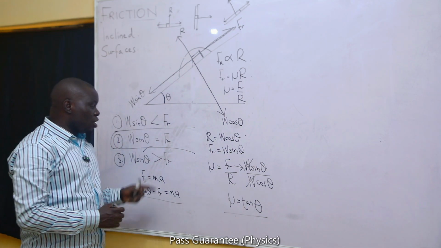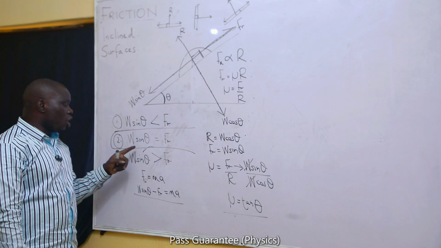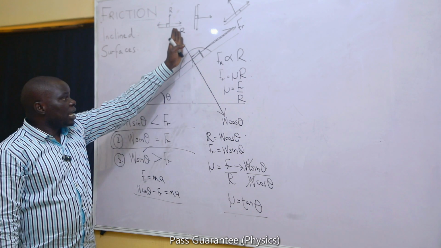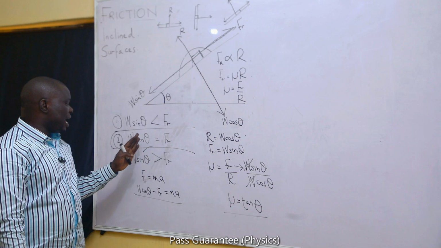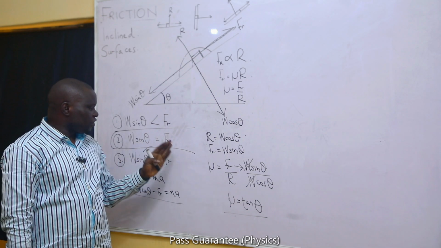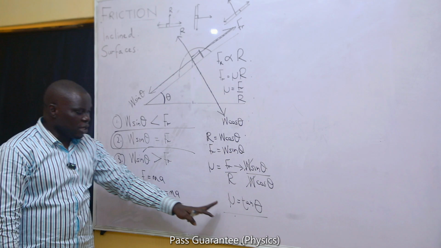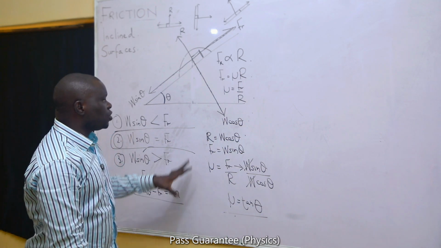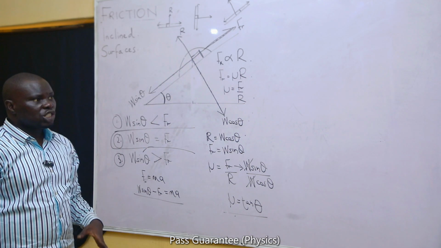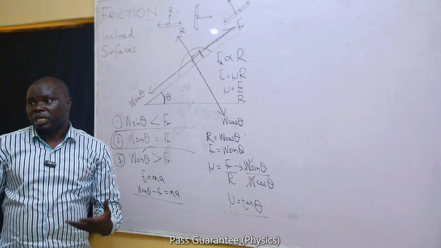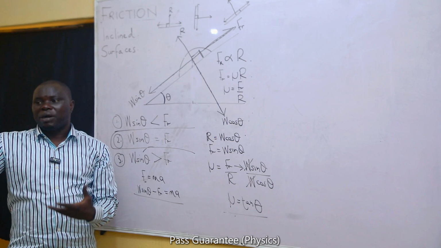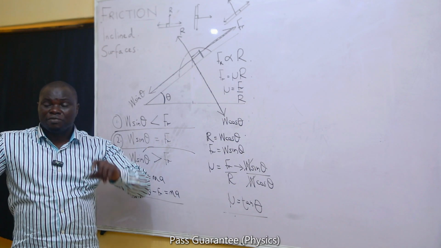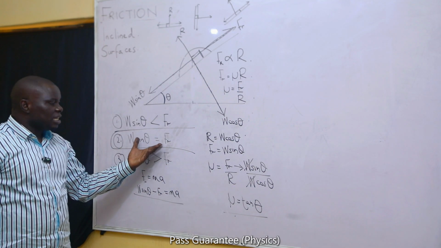So when the object is about to move, or when the object is moving with constant velocity, such that we can say that the normal reaction is equal to W cos theta and the friction is equal to W sin theta, then the mu, the coefficient of friction at that time, can just be equal to tan theta, provided there's no other force apart from the one that I've shown on the board. So anytime you are told that an object is placed on an inclined plane and the object is about to slide down, it simply means that mu is equal to tan theta.